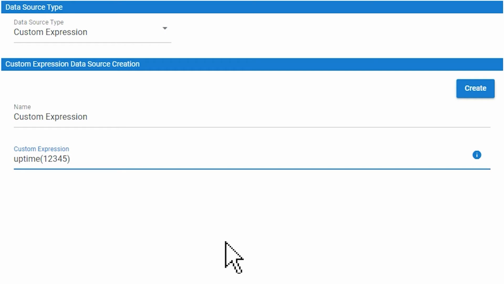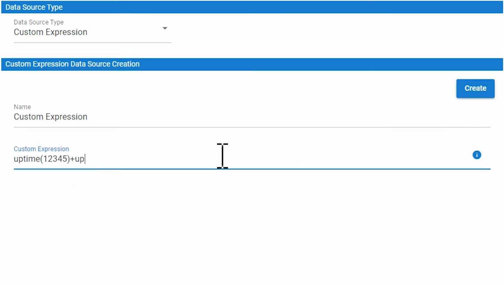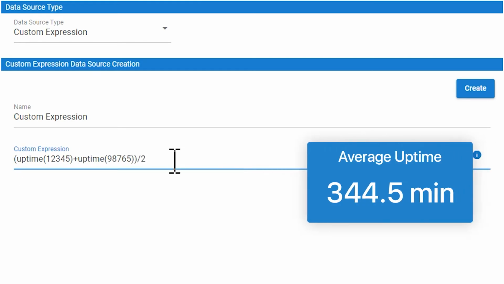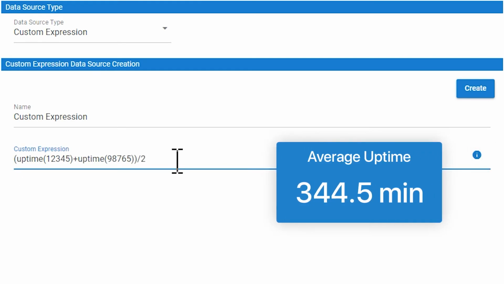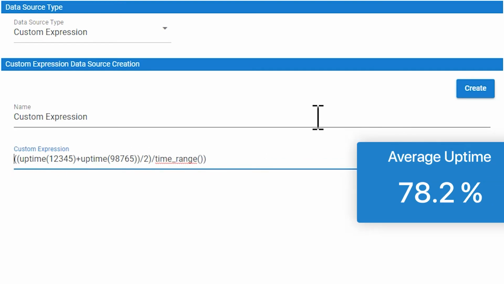Expressions consist of two parts, the function and the data source. So this equation right here displays the uptime of our machines in minutes. And now it displays the average uptime between two machines. And if we wanted to display it as a percentage, we'd divide it by the total time range and then multiply it by 100.